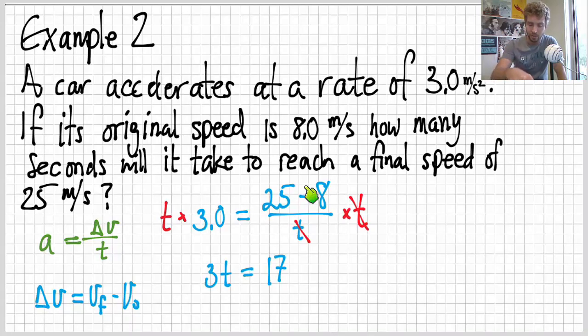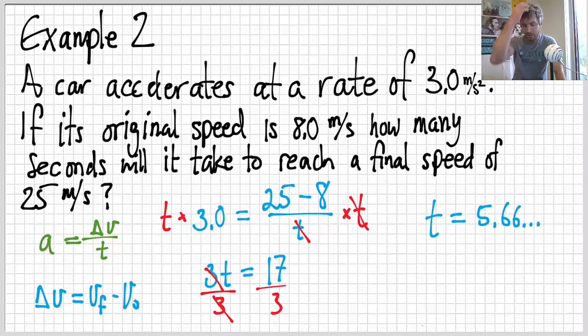Now, the 17, hopefully everyone can see, came from the 25 take away 8. I just simplified that to 17. Now we divide both sides by 3. Those 3's cancel. 17 divided by 3 is not quite 6. It's 5 2/3. So we can round that to 5.7, and we need our units.